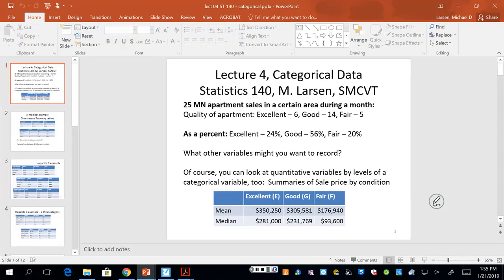Part of applied statistics is taking a problem and then thinking of all the different variables that you might record. What's going to be easy to record? What's going to take more work? What are different ways of recording the same concept? What's going to be useful for you to know? And so, yeah, being creative and thinking about it is important.